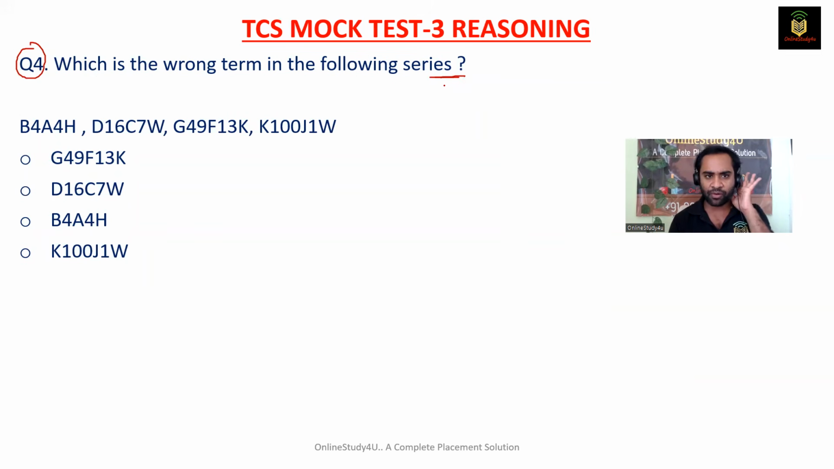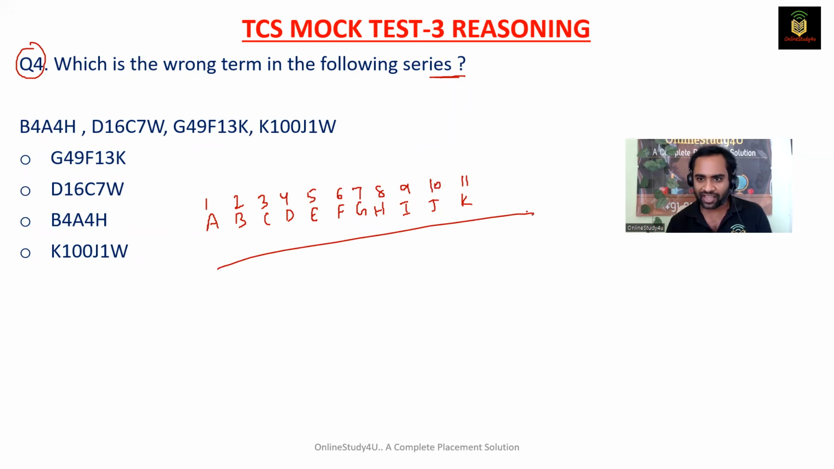You have to find out the wrong term in the following series. Basically I will write a few letters here: A, B, C, D, E, F, G, H, I, J, K. Till K I will write. The position of A is 1, the position of B is 2. This is just the numbering you are doing. There are a total of 26 alphabets, my dear friends. 9, 10, and 11. Do not add or subtract; it is fixed.